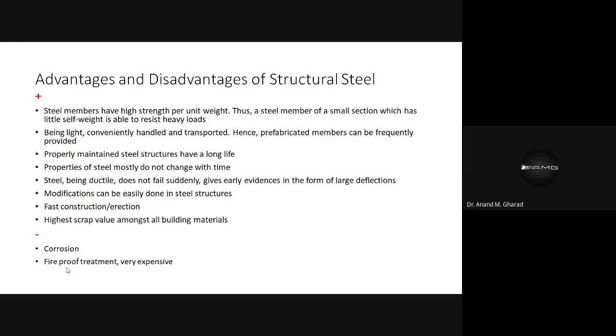So what needs to be remembered? It has high strength per unit weight. Easy construction is possible. They are lightweight. They can be transported from one place to another. Prefabrication is quite possible, and owing to all these advantages, and majorly the ductility, I hope that in the coming days, all structures will be made up of steel. Let's hope for the best.